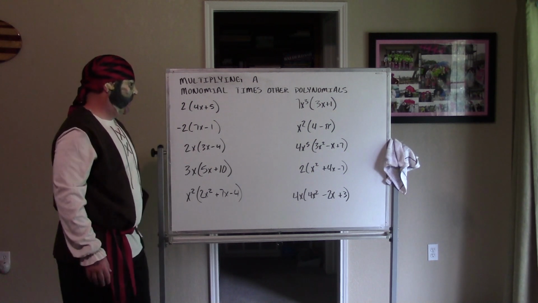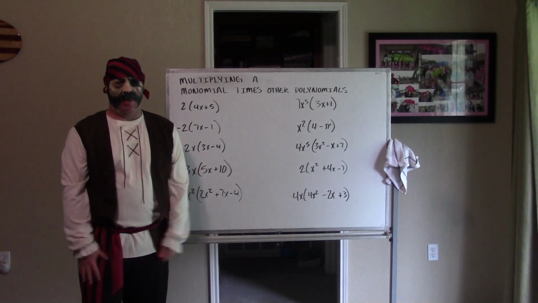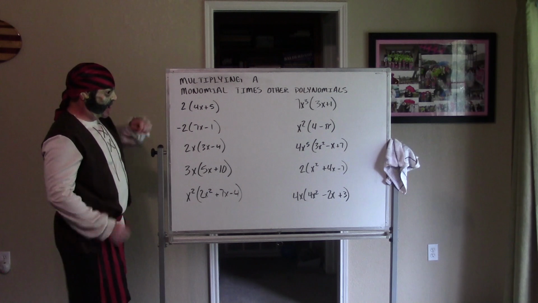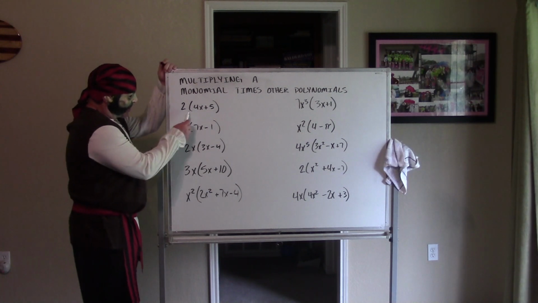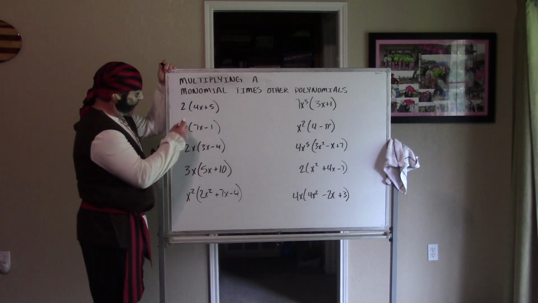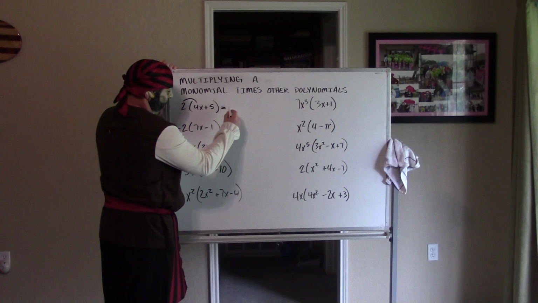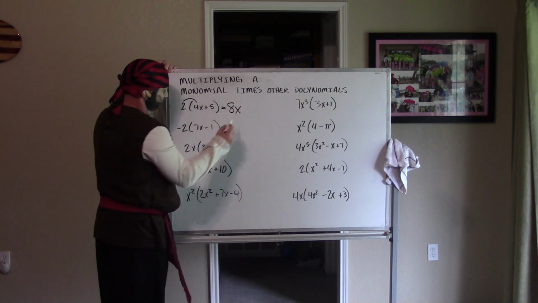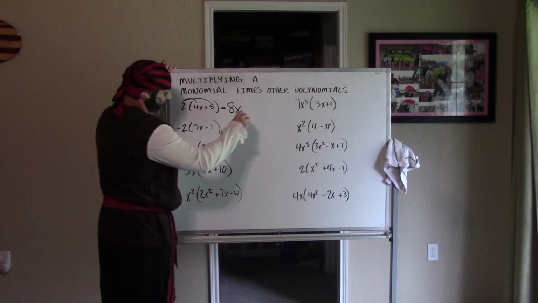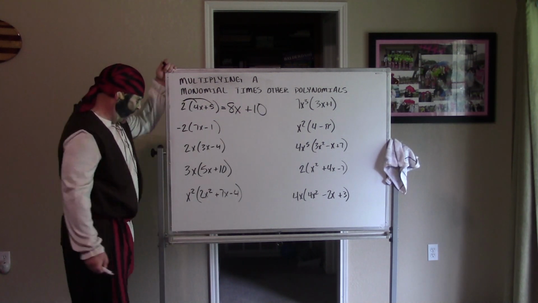Multiplying the monomial times other different polynomials. This is basically just distributive property, but you got to remember your exponent rules. So we'll start with this first example. It's 2 times 4x plus 5. Alright, so distributive property. 2 times the 4x is 8x, and 2 times the 5 is 10. So we get 8x plus 10.